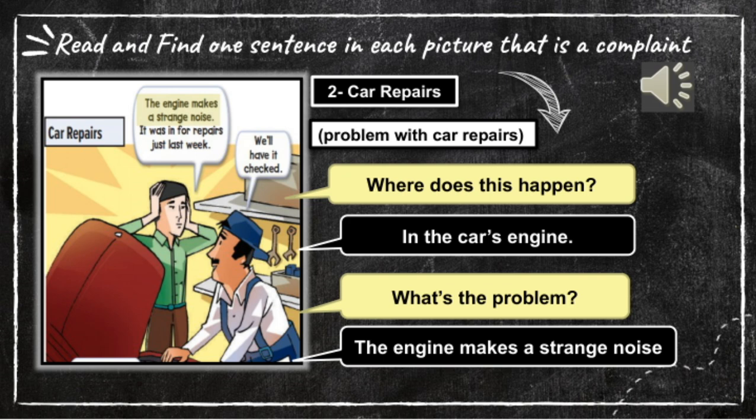Moving to the next part, we have 2 pictures, and each one shows a complaint related to car repairs. The goal here is to read each picture carefully and find one sentence that expresses a customer's concern. This exercise highlights common frustrations drivers experience, such as unexpected noises or issues that disrupt their daily routine. Understanding these complaints helps us better communicate with service providers and ensure our concerns are addressed properly. Remember, catching problems early and clearly expressing them is essential for effective repairs and maintaining your vehicle's health.